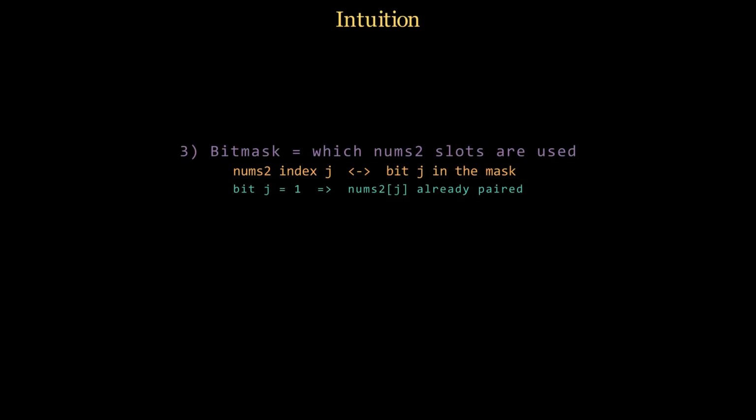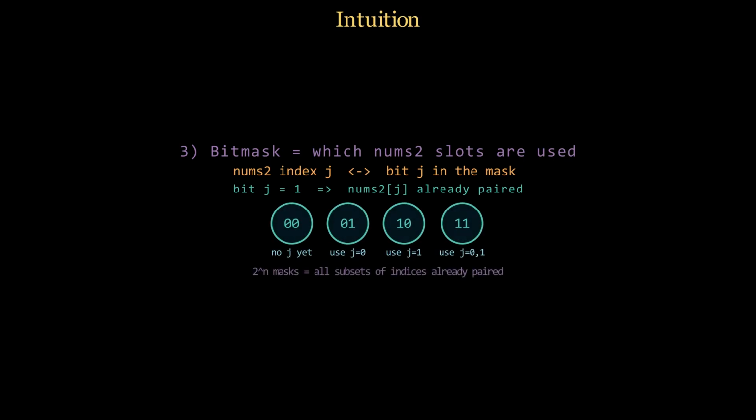Think of nums2 slots indexed by j. Bit j in the mask is 1 when nums2 at j is already paired, 0 means that slot is still free. For masks for n equals 2, from empty to both indices used, each circle is one subset of paired j values. The DP moves forward through these states.